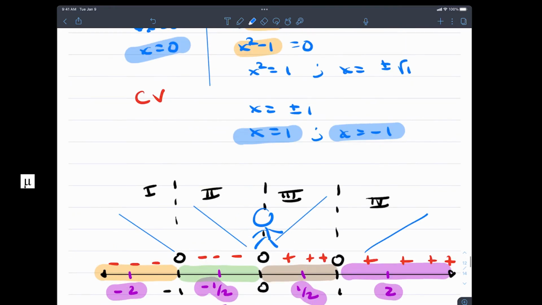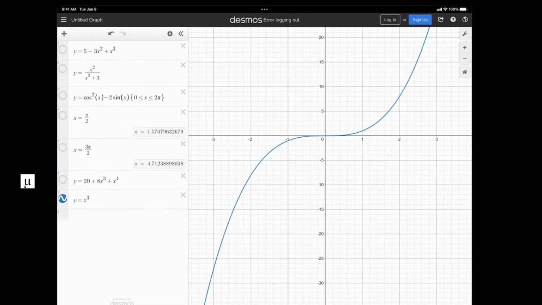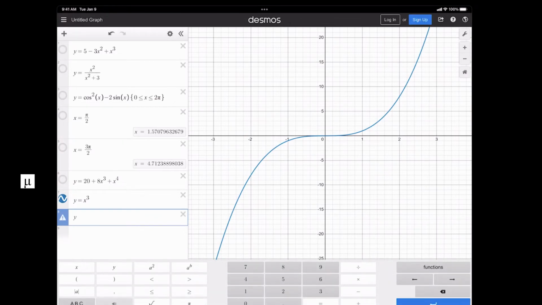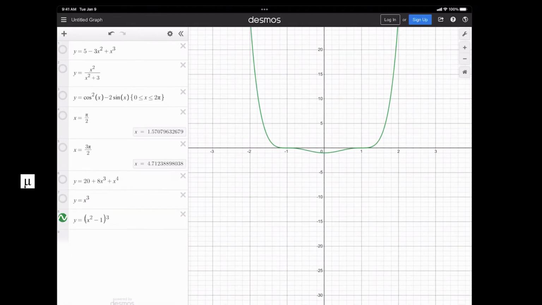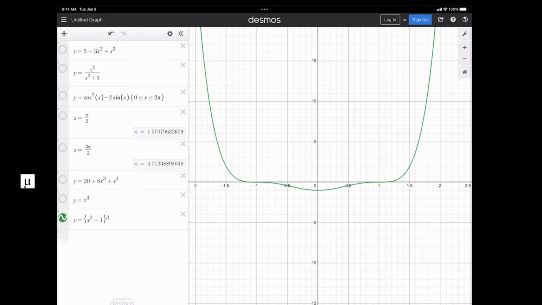So what's this curve? Because you say, oh, x squared minus 1 cubed. So I say in Desmos, y equals parentheses x squared minus 1. And what do you do with that? You cube it. Okay, so let me take a look at this. This is the curve, okay?